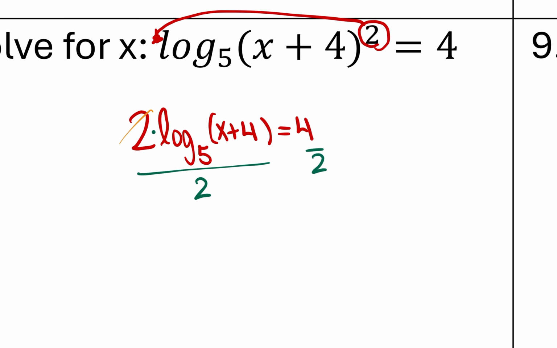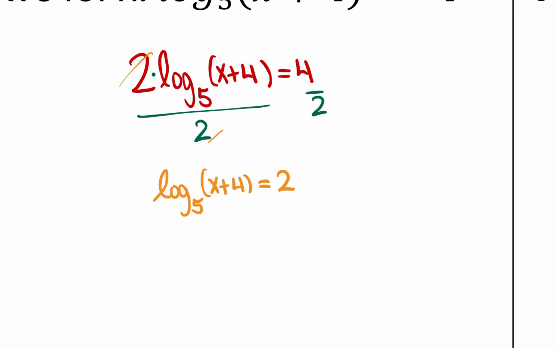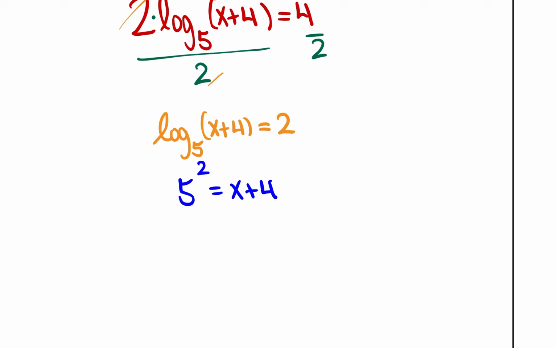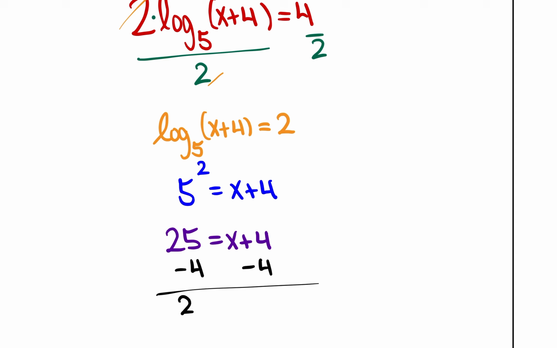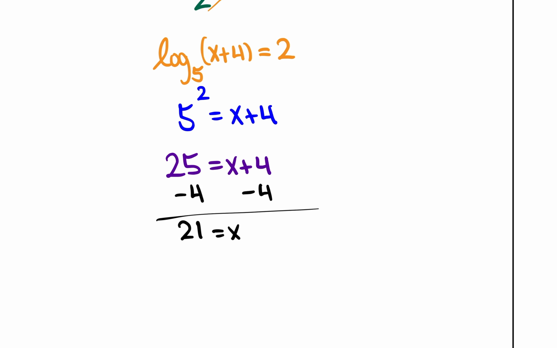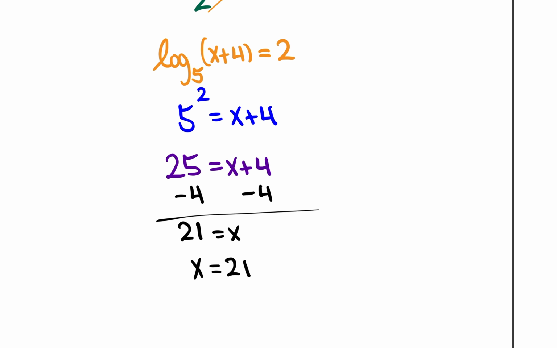On the left-hand side, the 2's cancel out, and I'm left with log base 5 of x plus 4 is equal to 4 divided by 2, which will give me 2. And then I convert this to the exponential form. I have 5 to the second power is equal to x plus 4. We know that 5 to the second power will go ahead and leave us with 25 is equal to x plus 4. We then isolate for the variable x by subtracting 4 on both sides. This will leave us with 21 is equal to x, or essentially x is equal to 21.